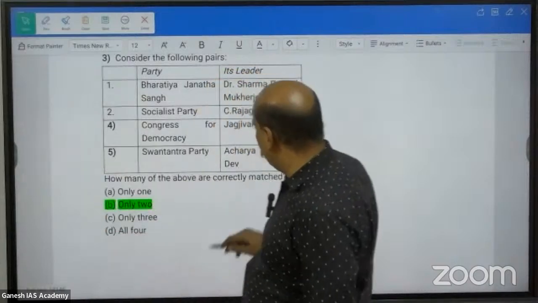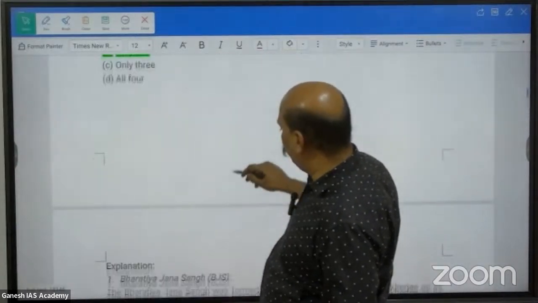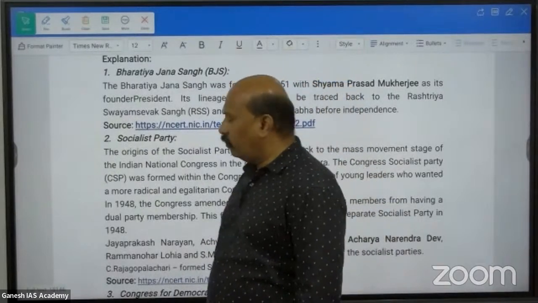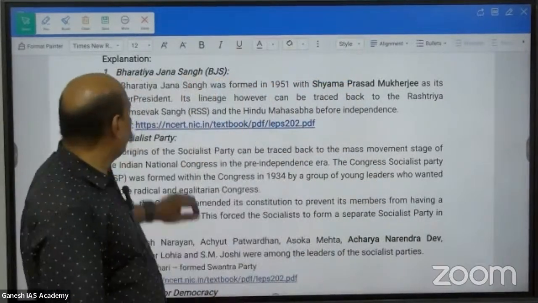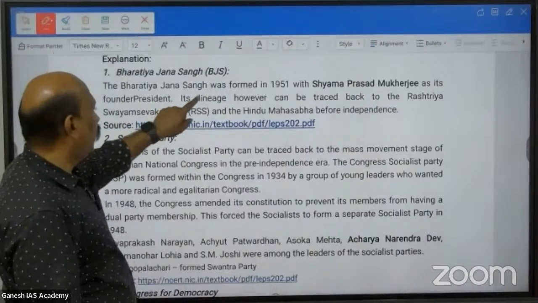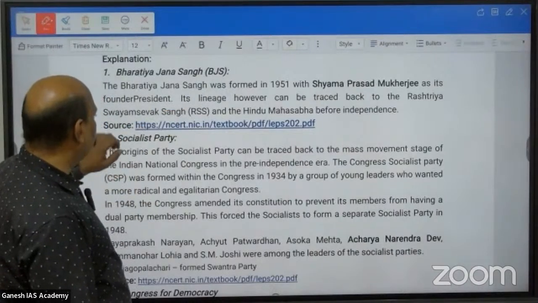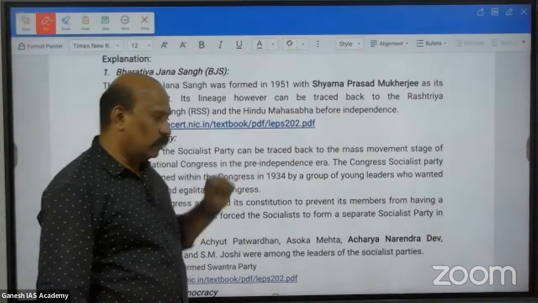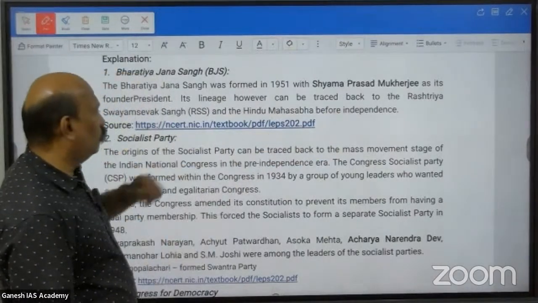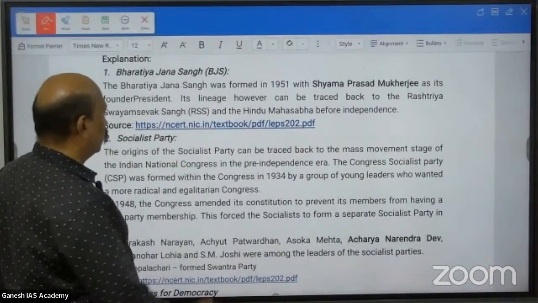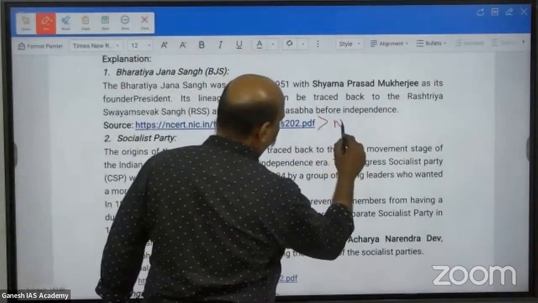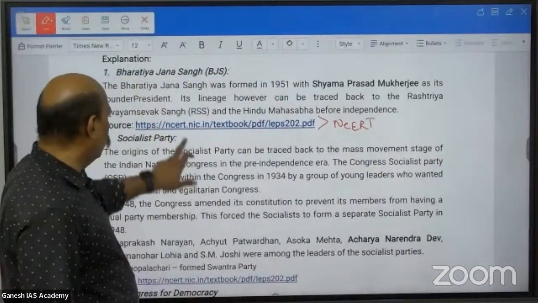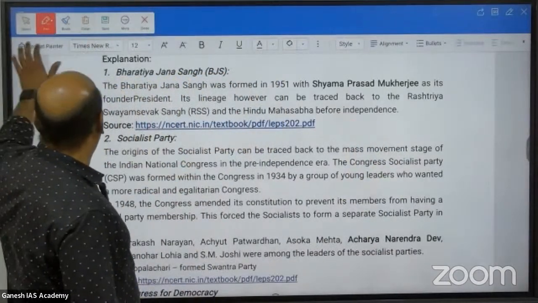So let us try to understand a small recap of what happened. See, Bharatiya Jana Sangh was formed in 1951 by Shyama Prasad Mukherjee, the founder president. Its lineage can be traced back to the Rashtriya Swayamsevak Sangh and the Hindu Mahasabha before independence. So this is in the NCERT book. This is a link of the NCERT book. You can refer to NCERT.